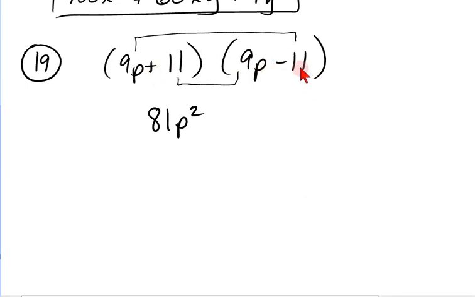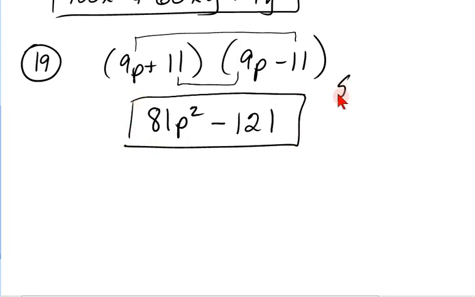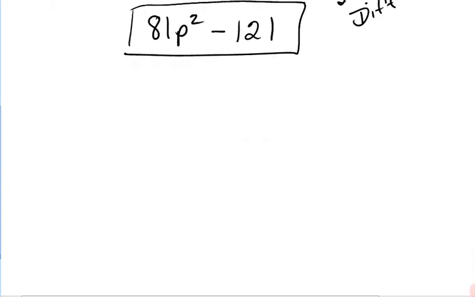What's the product of the last? Positive 11 times negative 11. Negative 121. Do you remember this kind? It's a sum and difference. And what happens with the sum and difference? Outers and inners always cancel. So you don't have to waste any energy on them. But if you do waste some energy, it'll be okay.